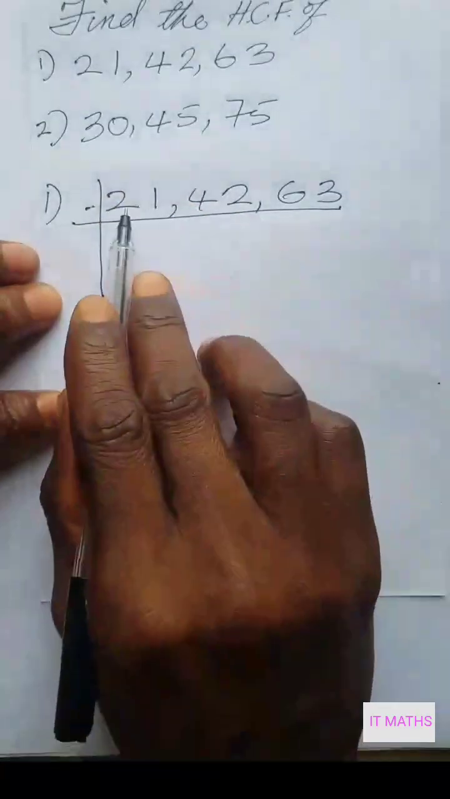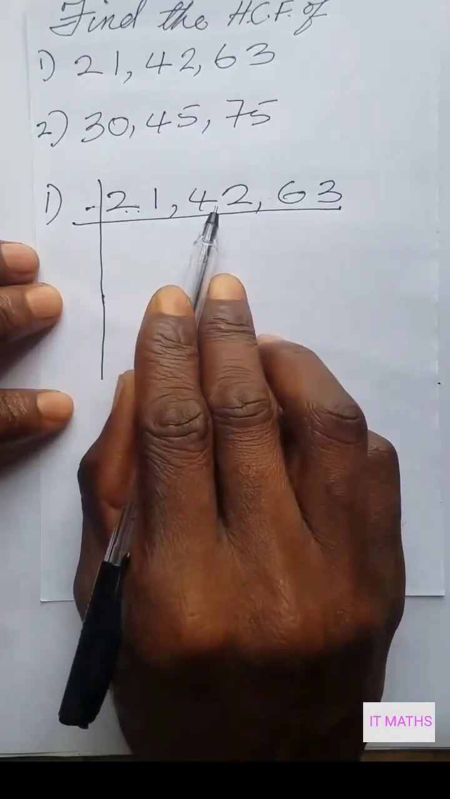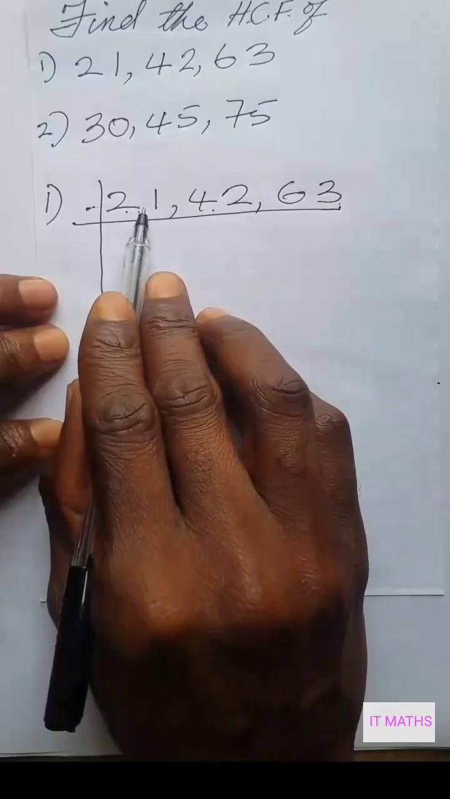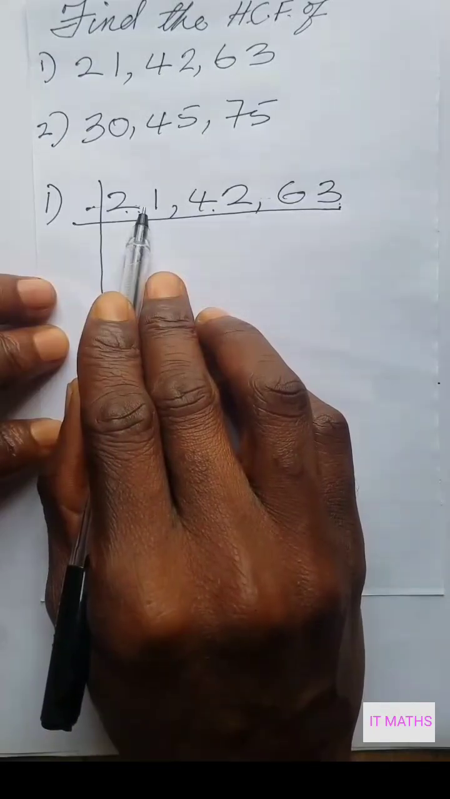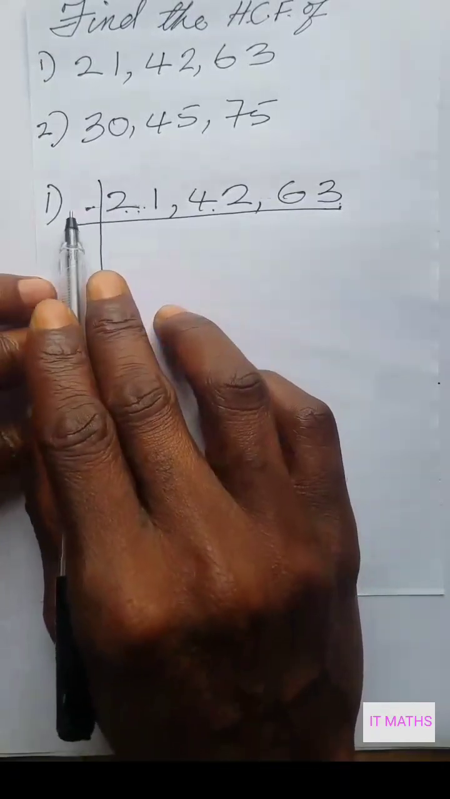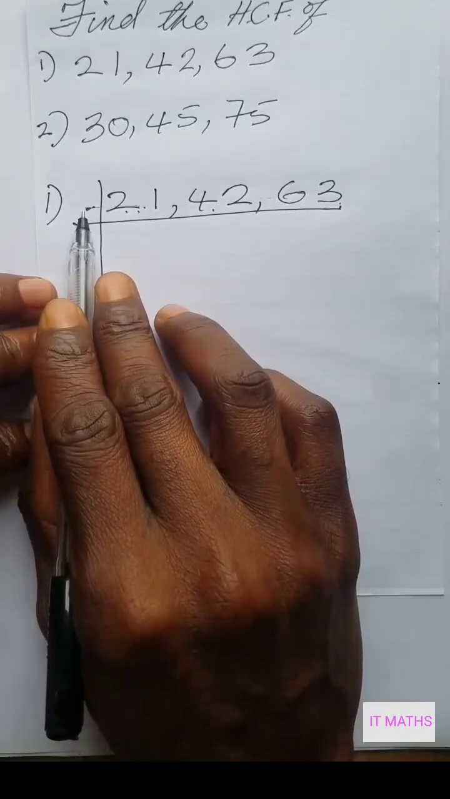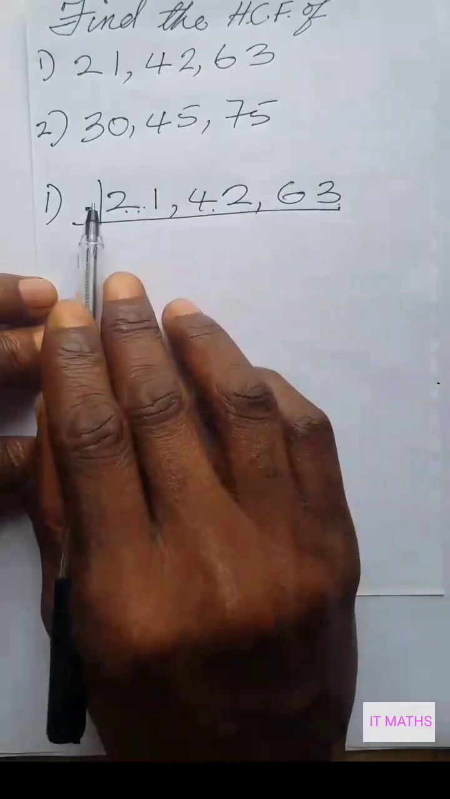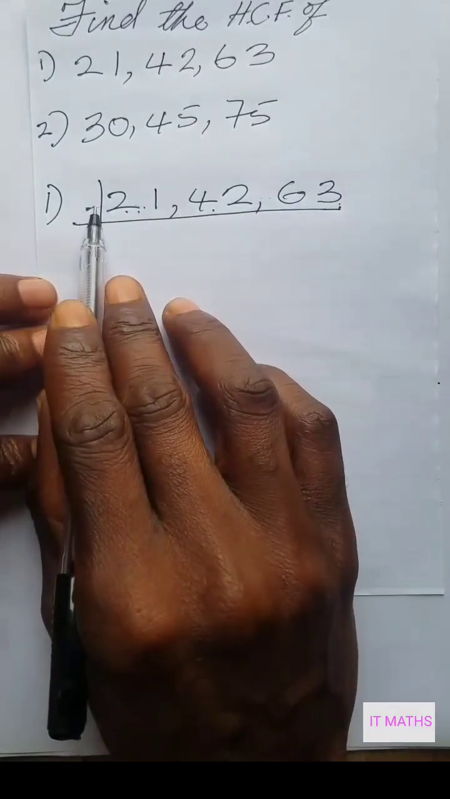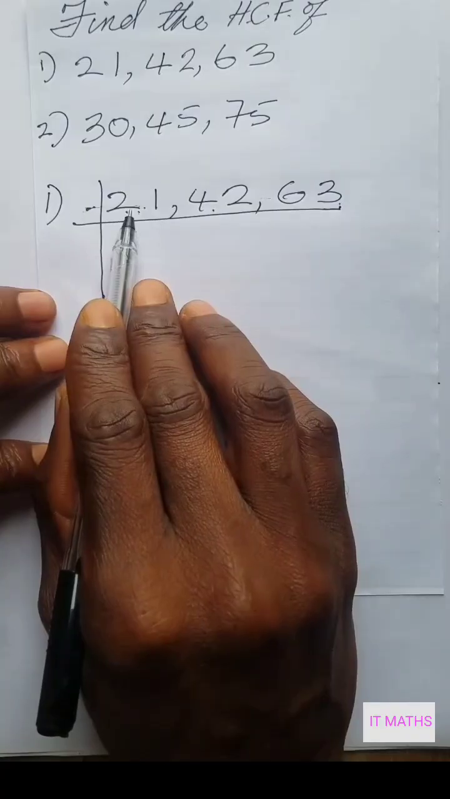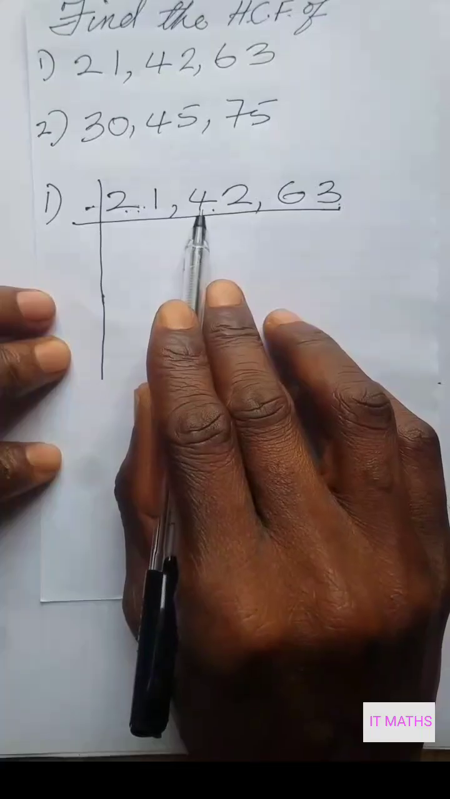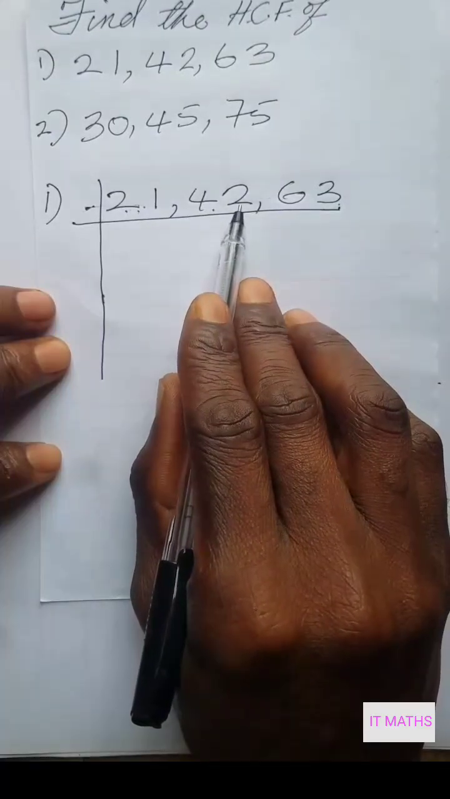So we begin. Can 2 go into 21, 42, 63? Let's find out. Can 2 go into 21? No, it can't go. So already I know 2 is not a common factor, so I leave it. Once a number cannot go into all 3, I leave that factor. I go to 3. Can 3 go into 21? 3 times what gives 21? 3 times 7, yes, so 3 can go. Can 3 go into 42? Assuming I don't know, let me try.